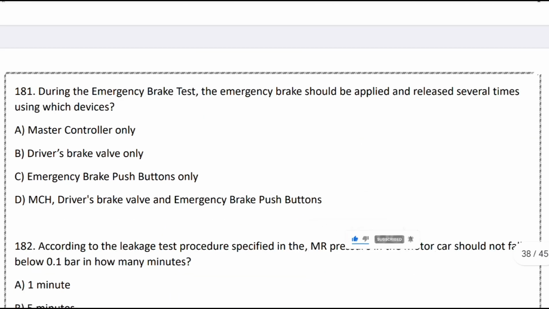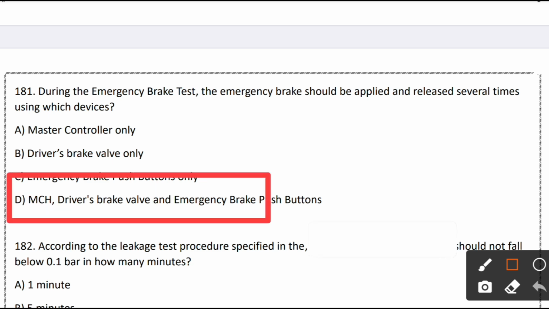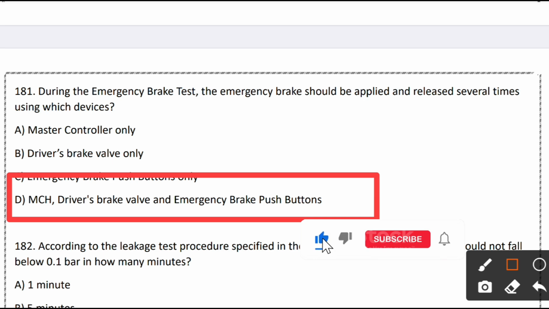181. During the emergency brake test, the emergency brake should be applied and released several times using which devices? A. Master controller only. B. Driver's brake valve only. C. Emergency brake push buttons only. D. MCH, driver's brake valve and emergency brake push buttons. The correct answer is D. MCH, driver's brake valve and emergency brake push buttons.